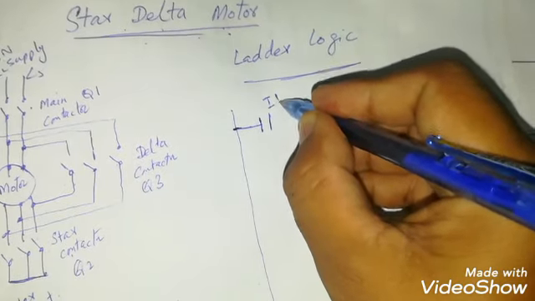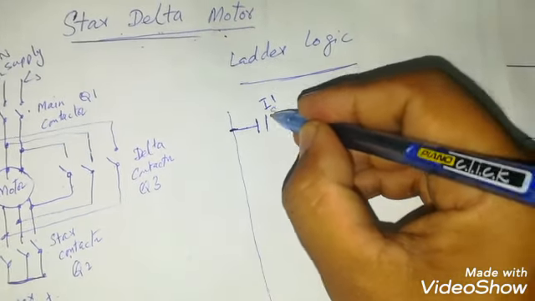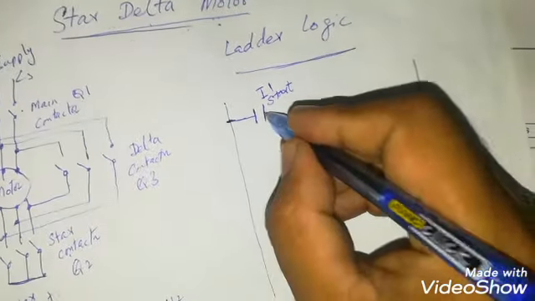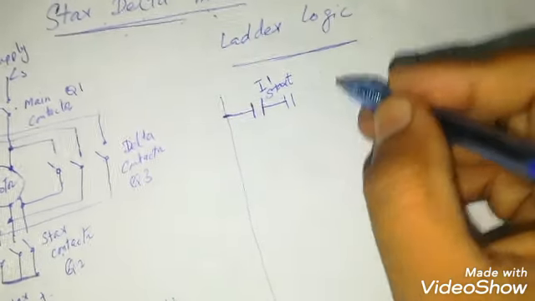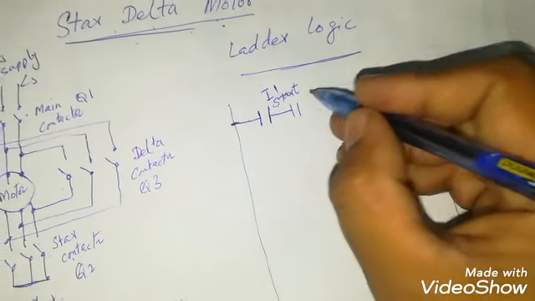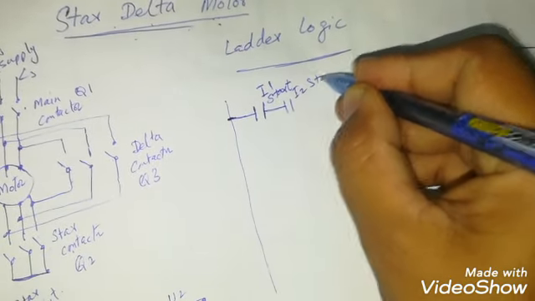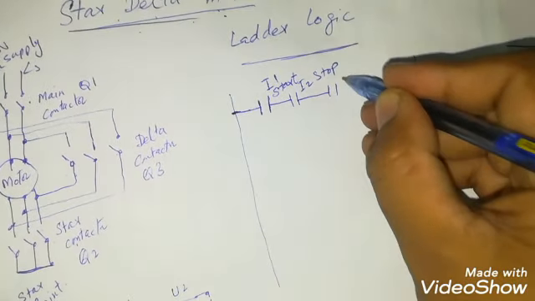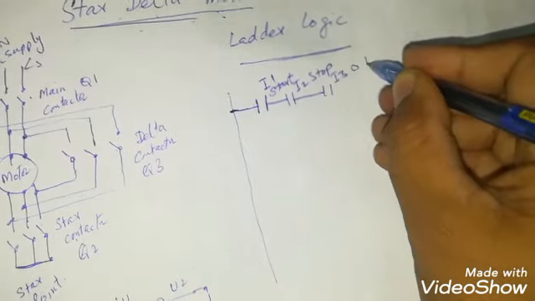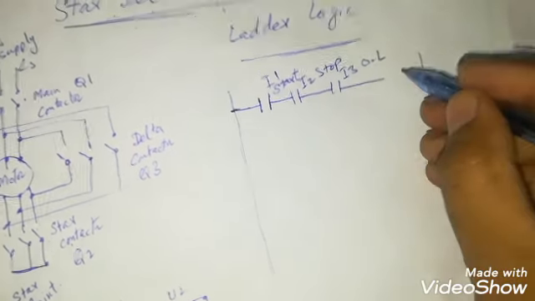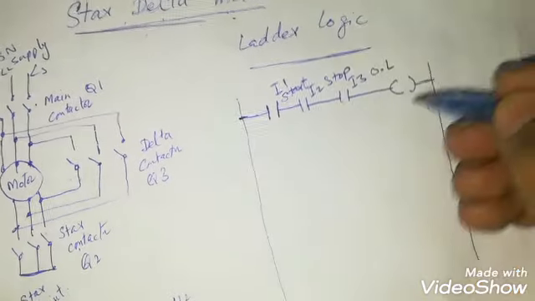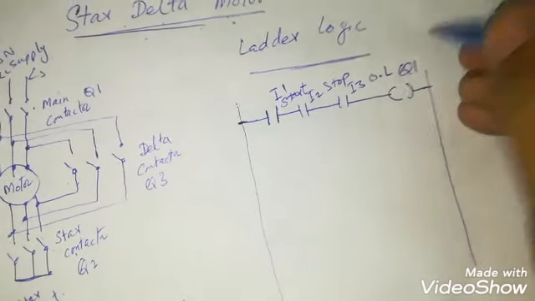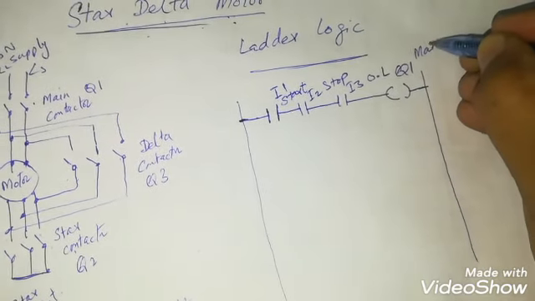As normal, we will use an input I1 for the start. This is the start command of the motor. Then in series we will connect the stop. So when this stop is pressed, the motor will stop running. This is I2, which is the stop. For safety we use overload. This is I3, and this is our output main contactor. We will give it a tag Q1. This is our main contactor.